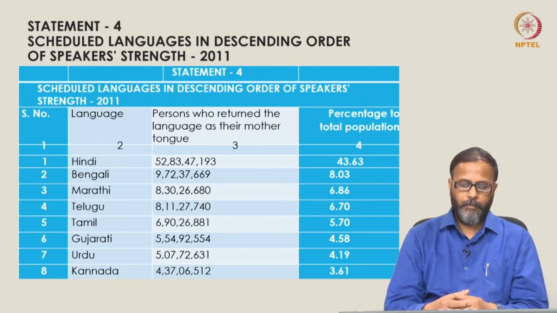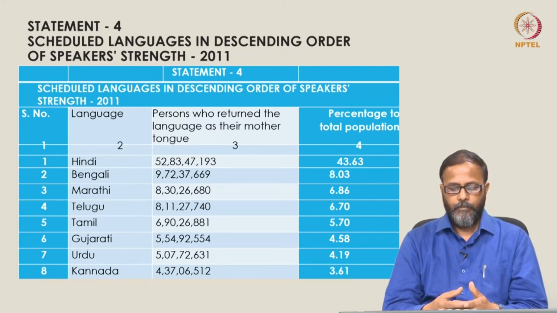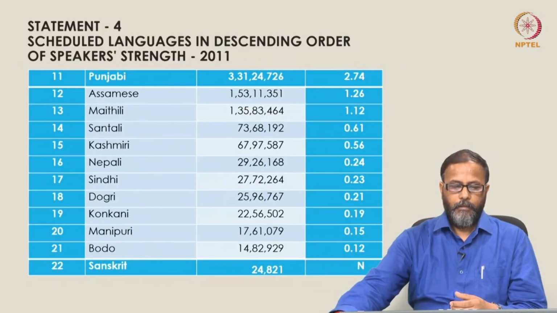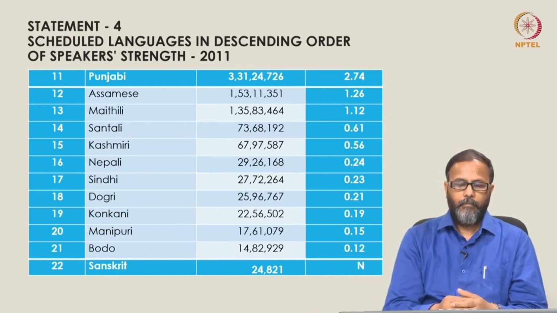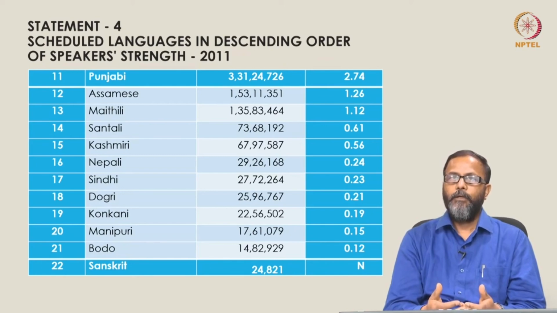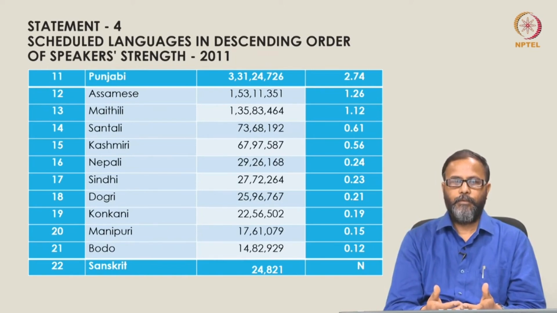Then we have Odia speakers, 3 crore 75 lakh 21,324, and they account for 3.10%. Right? Punjabi speakers, we have 3 crore 31 lakh 24,726, accounting for 2.74% of the total population. Then we have Assamese, 1 crore 53 lakh 11,351, and they account for 1.26% of the total population.